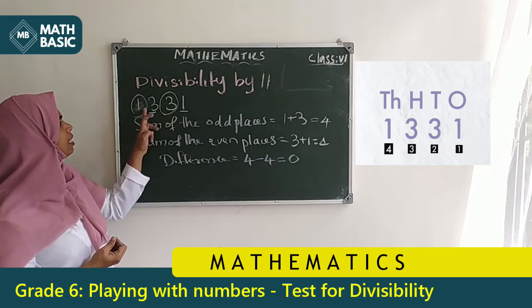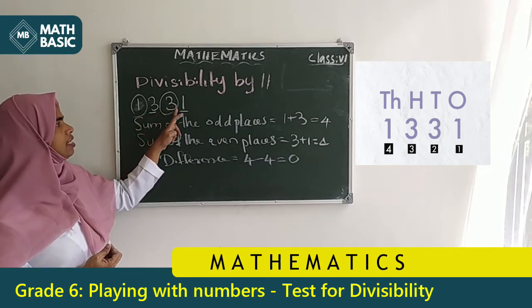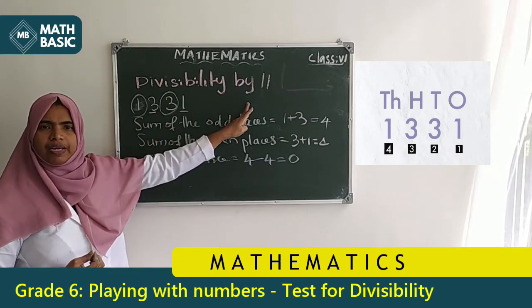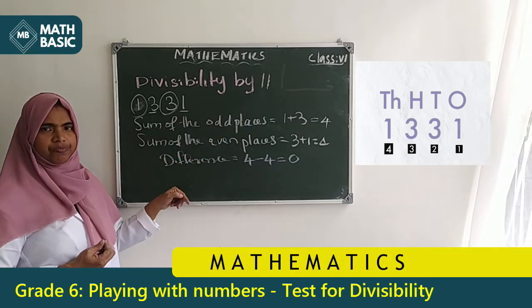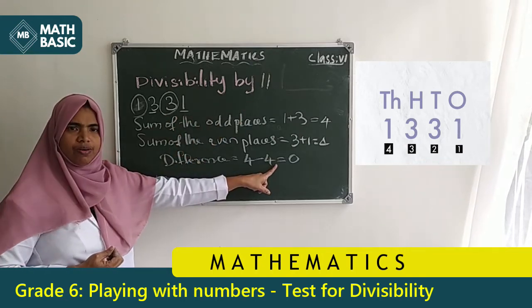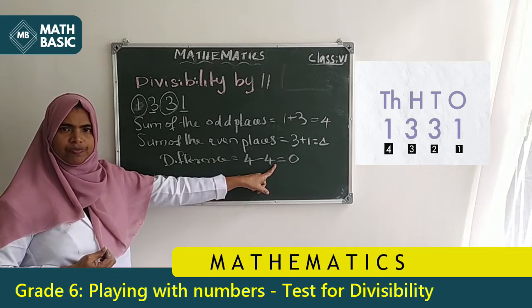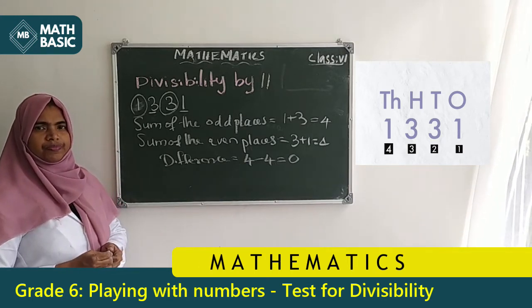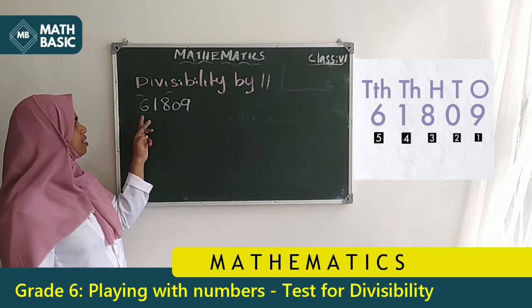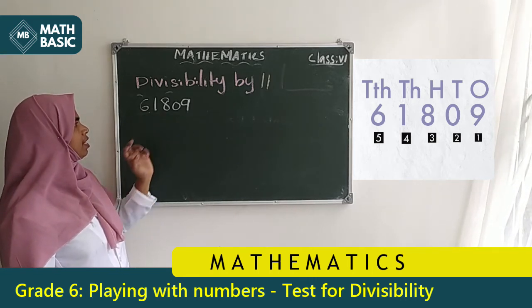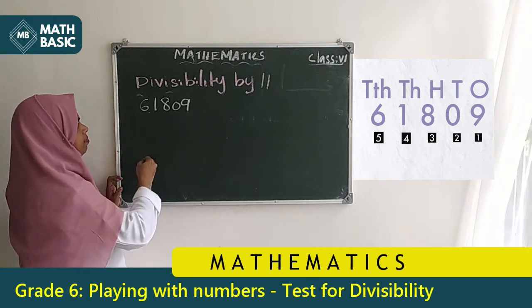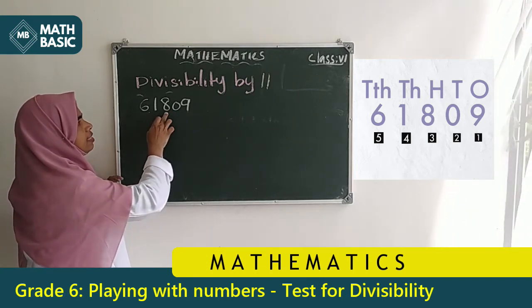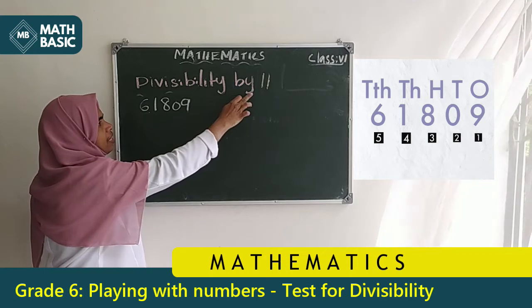So the number 1331 is divisible by 11. We are getting the difference 11 or 0. So in this case we got the difference is 0. One more example, 61,809. Check whether this number is divisible by 11 or not.